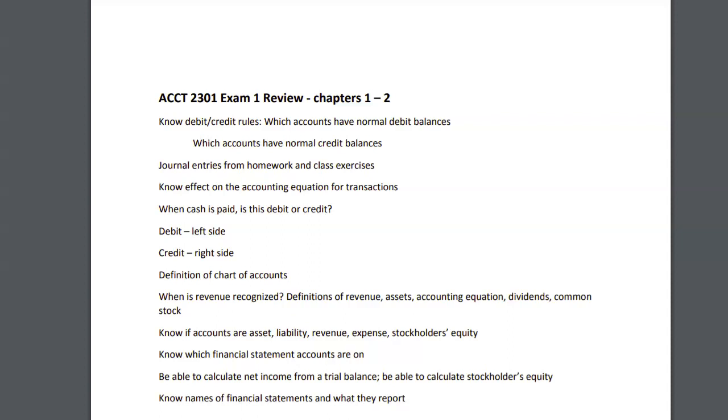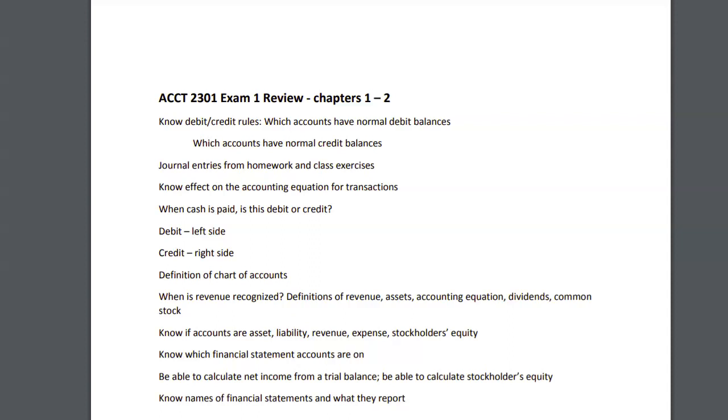You need to be able to calculate net income from a trial balance. So if you look through the slides and through the book, you'll see that a trial balance is in chart of account order. So those items that you need to calculate net income are going to be toward the bottom. Revenues are going to be credits and expenses are going to be debits.